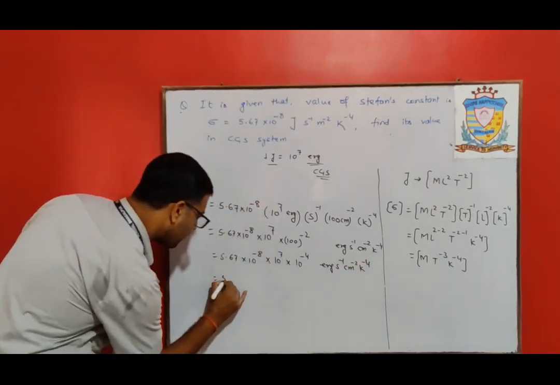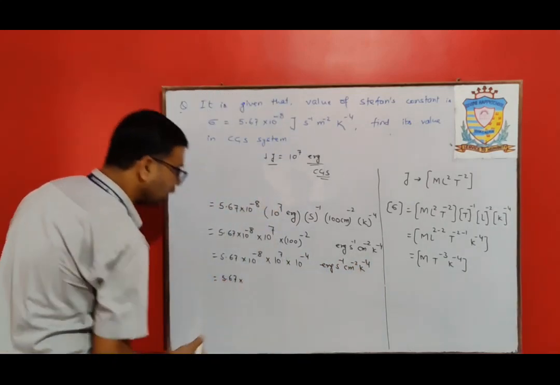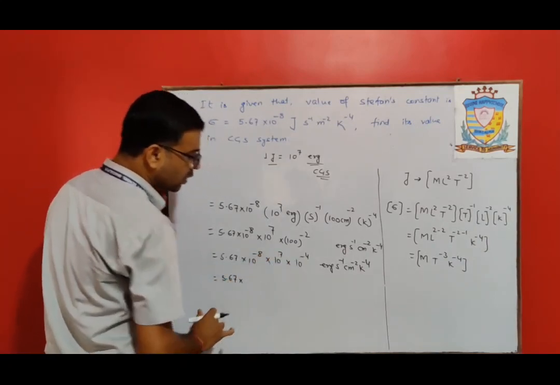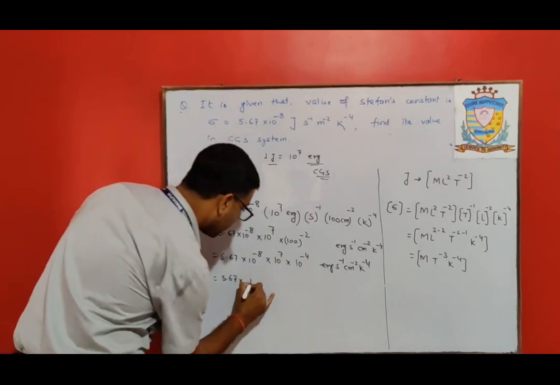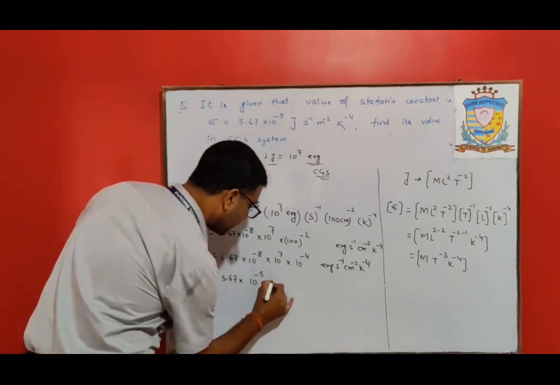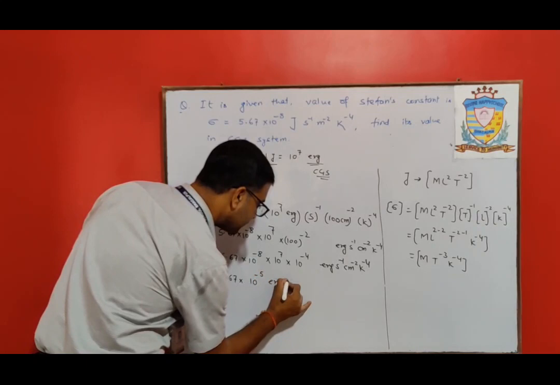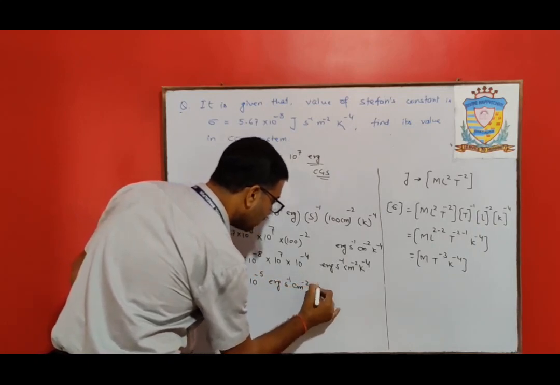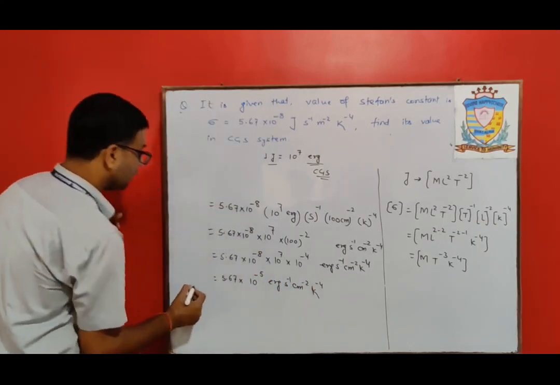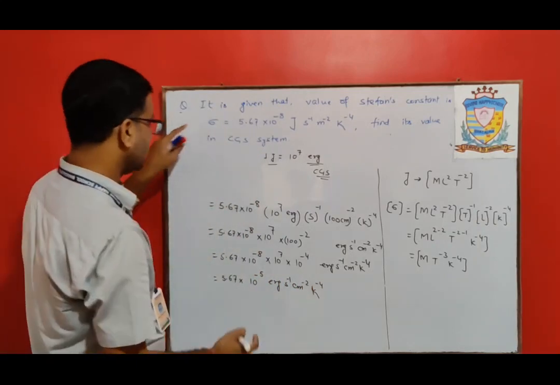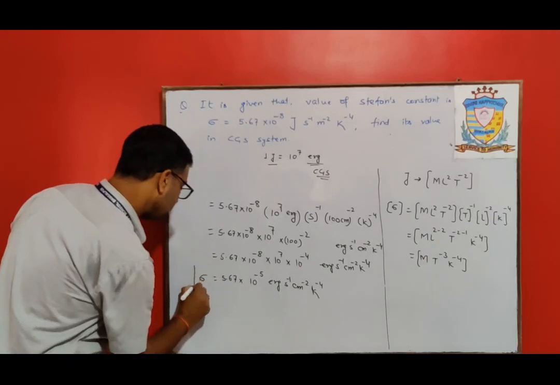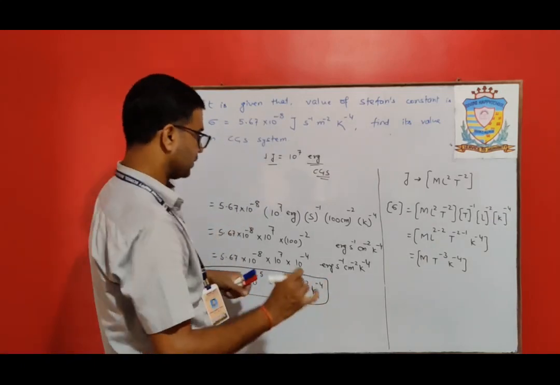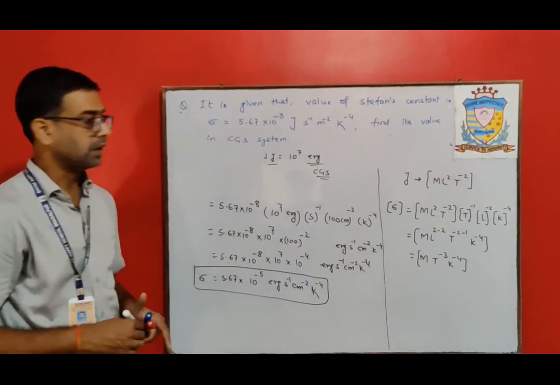Clear? So 5.67 into 10 to the power, 8 plus 4 minus 12, minus 12 plus 7, that is minus 5. So 5.67 into 10 to the power minus 5 erg per second per centimeter square per Kelvin whole to the power minus 4. So this is the value of sigma in the CGS system. Clear?